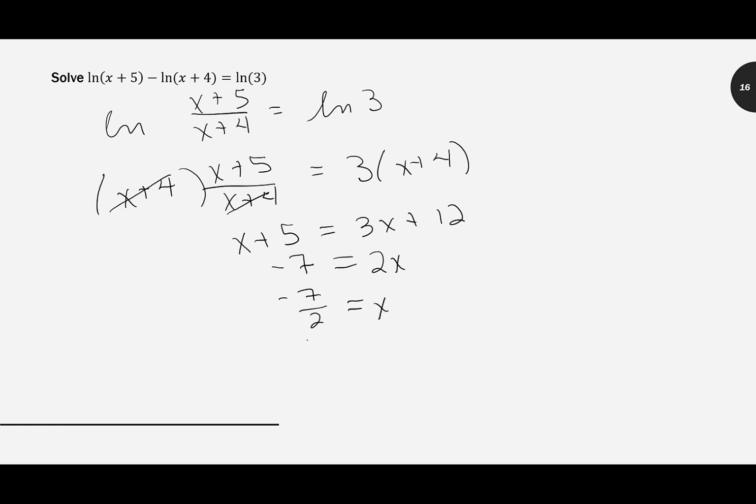It might help to see that negative 7 over 2 is negative 3.5. I think that'll be useful this time because I think about negative 3.5 plus 5 is positive, negative 3.5 plus 4 is positive, so this is my answer. So that's our last one.